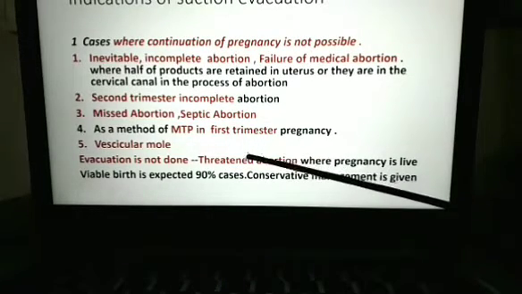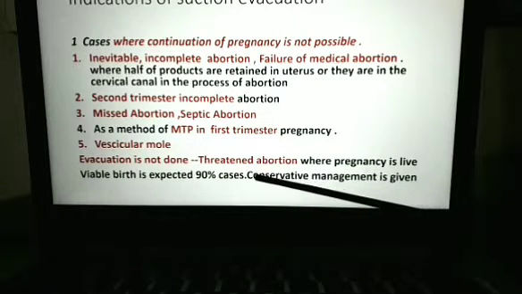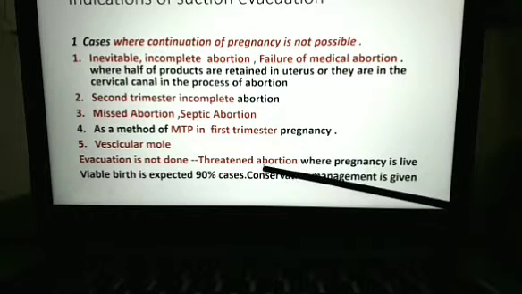Evacuation is not done in threatened abortion cases. Remember, in threatened abortion, we expect continuation of pregnancy in 90% of the cases and conservative treatment is given. Evacuation is not done in threatened abortion.